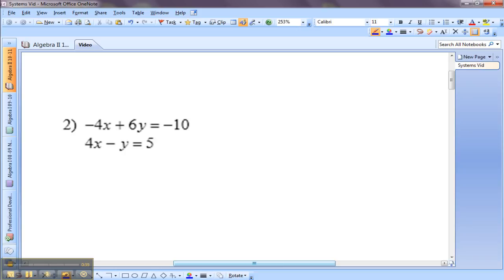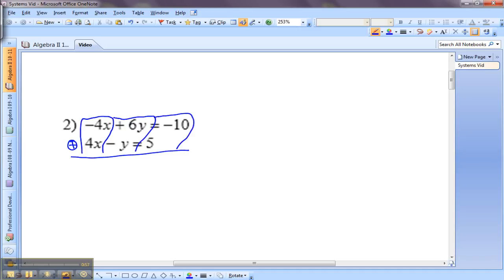For problem number 2, since the coefficients of x are -4 and +4, we are going to use addition again to make them cancel out. Also, remembering that sometimes it is easier to see our like terms when we box out our like terms. -4x plus 4x would give us 0. 6y plus -y gives us 5y. And -10 plus 5 is equal to -5. So we can divide both sides by 5, and we see that our y value is equal to -1.